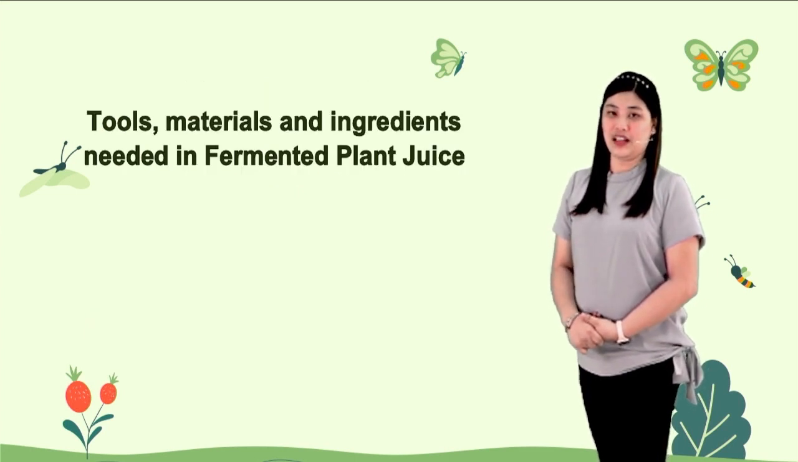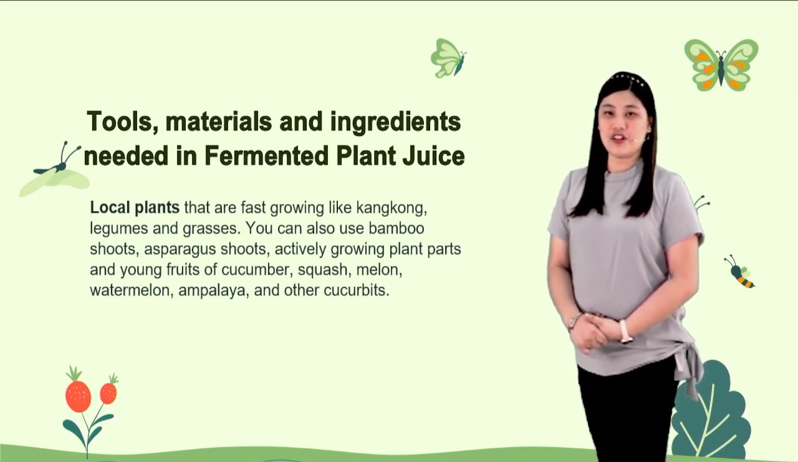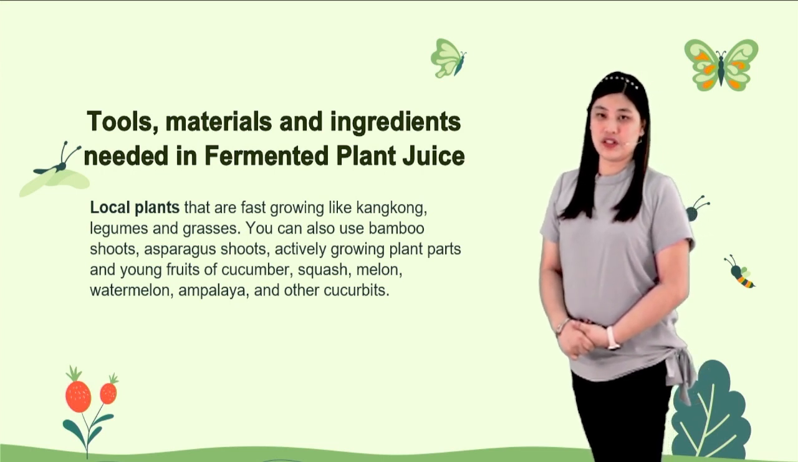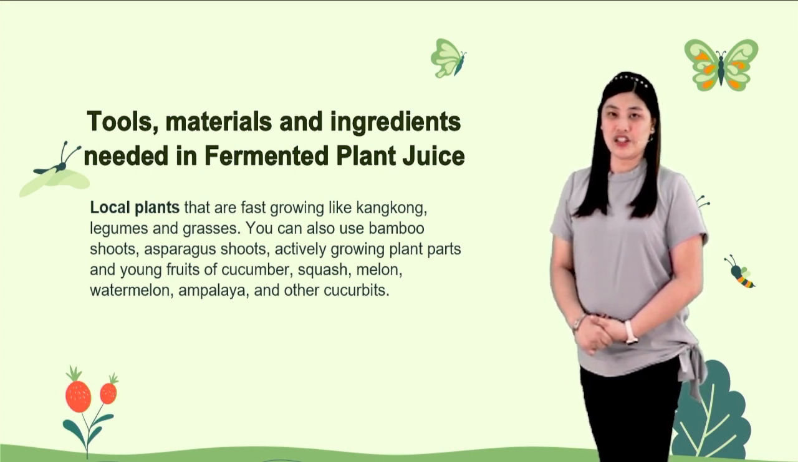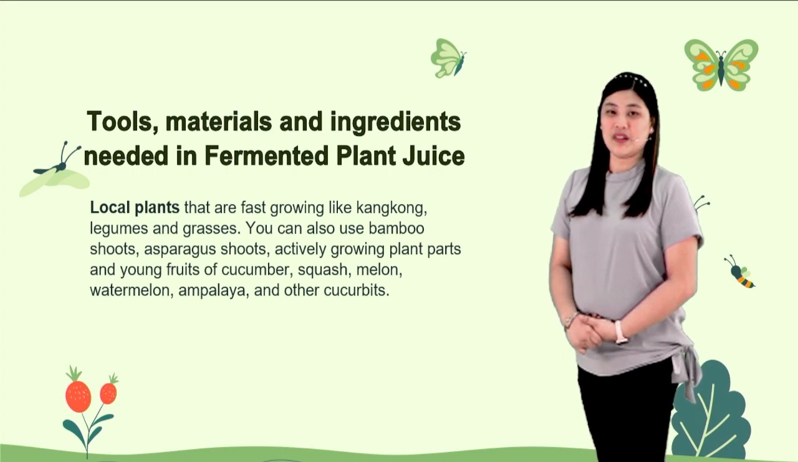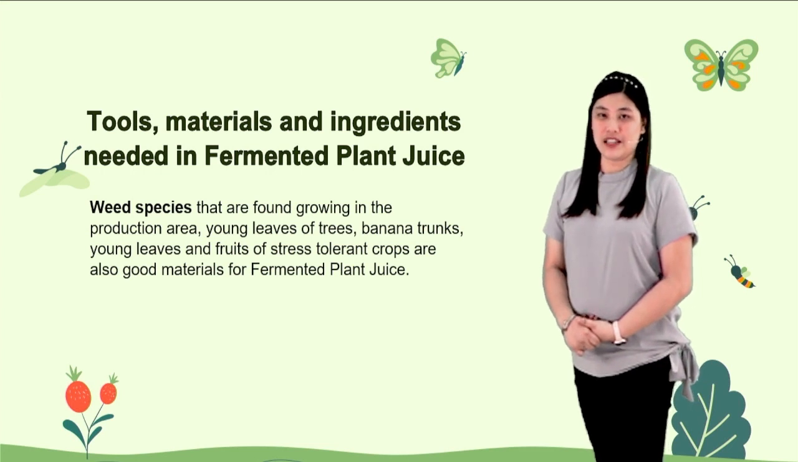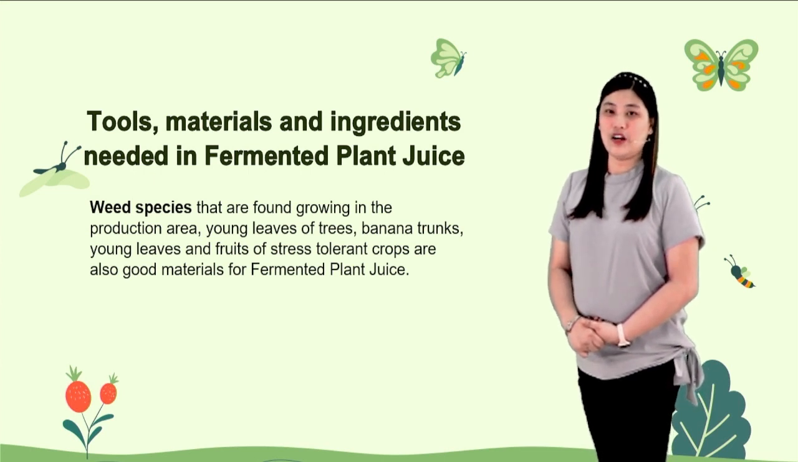Here are the tools, materials, and ingredients needed in fermented plant juice. Local plants that are fast-growing like kangkong, legumes, and grasses. You can also use bamboo shoots, asparagus shoots, actively growing plant parts, and young fruits of cucumber, squash, melon, watermelon, ampalaya, and other cucurbits. Weed species that are found growing in the production area, young leaves of trees, banana trunks, young leaves and fruits of stress-tolerant crops are also good materials for fermented plant juice.